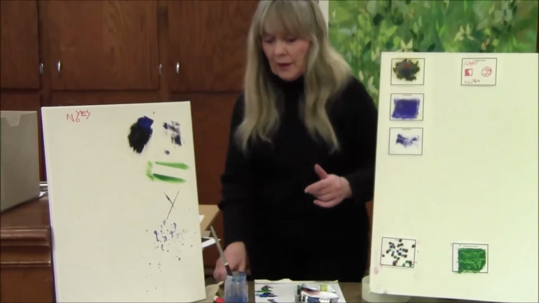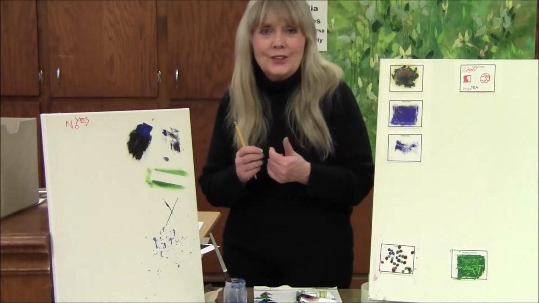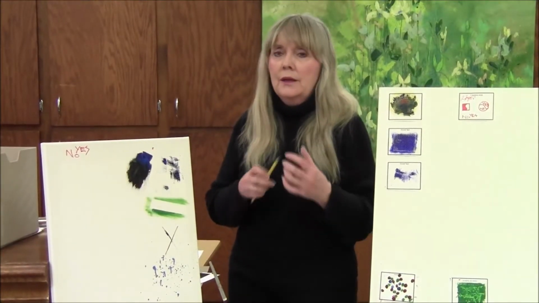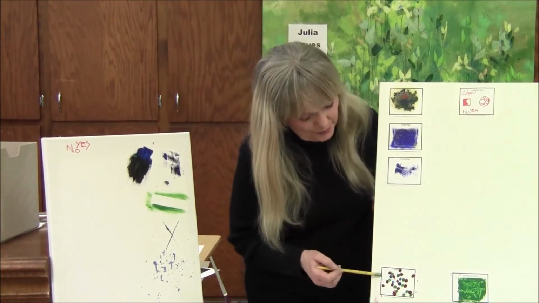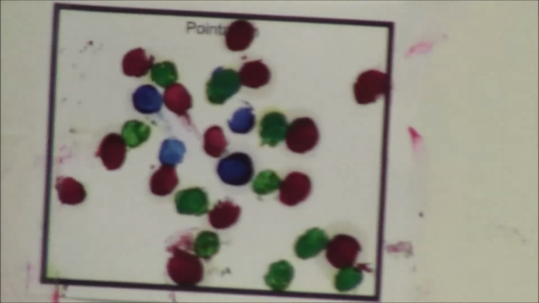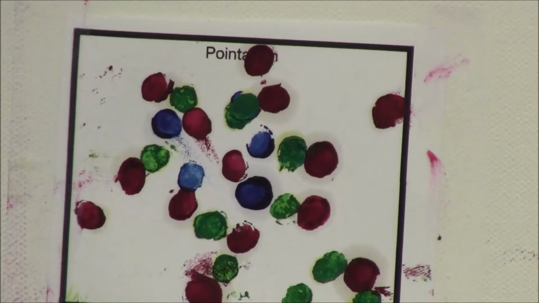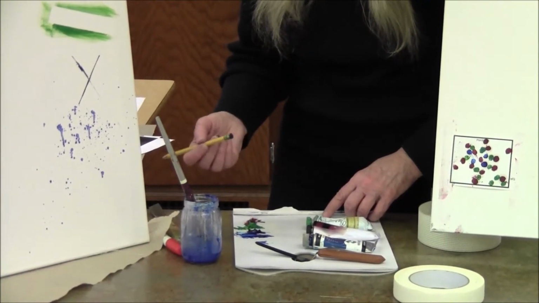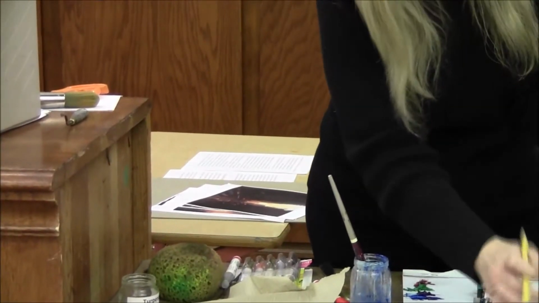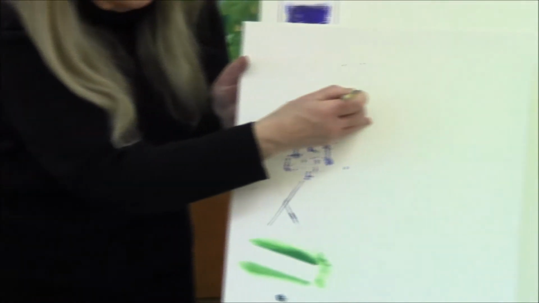Okay, so our next technique is pointillism. Pointillism is using dots of color, slashes, marks, any kind of shape you want. But how I like to do pointillism, and we have an example right here, I like to use the eraser end of a pencil. You don't have to do this, but it's certainly an easy way to do it. So here's my eraser end of a pencil, and I'm going to go into my painting and do dots of color.